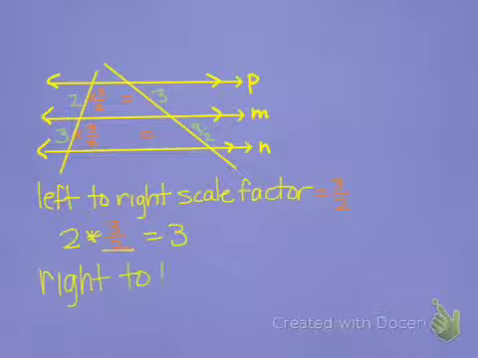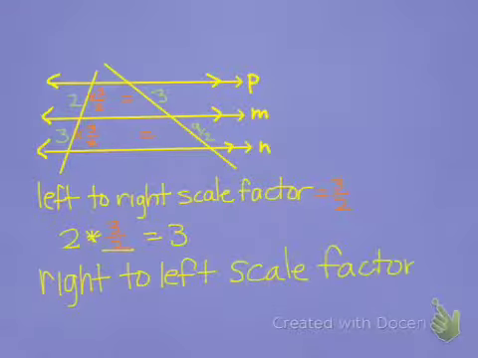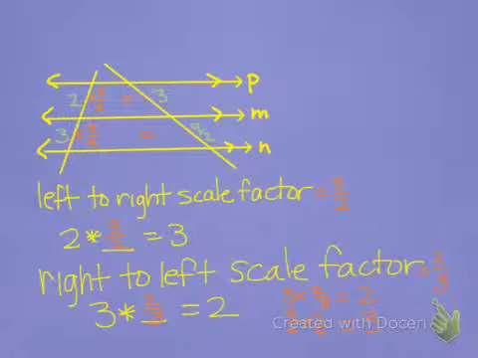If I go right to left to figure out the scale factor, then I would take 3 times something to equal 2. And that something is going to have to be 2/3, because 3 times 2/3 equals 2. So 3 times 2/3 equals 2, and 9 halves times 2/3 equals 3.